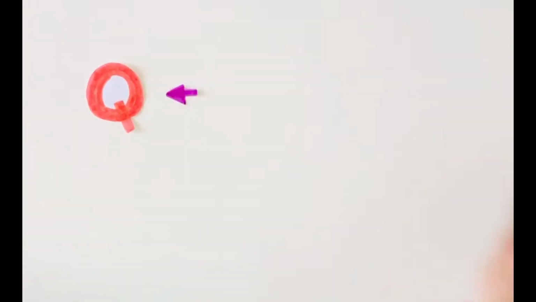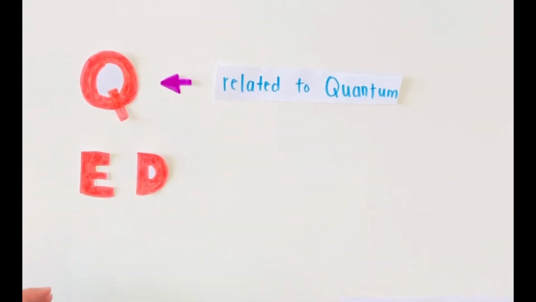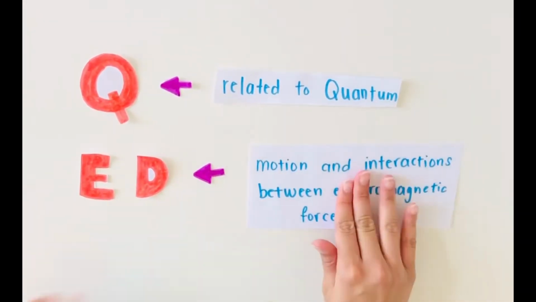Quantum Electrodynamics, or QED. What is it? Well, it says it all in its name. Q tells us it is related to quantum. ED tells us it is about the motion and interactions between electromagnetic forces.